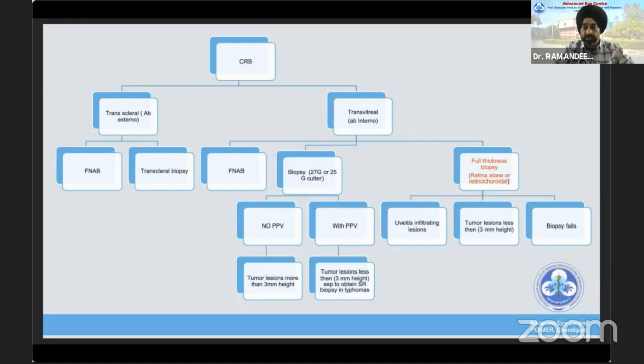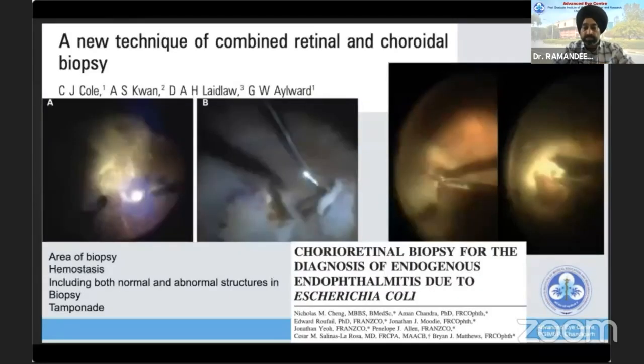What is important is instrumentation, because the large gauge instruments are still relevant here. Area of biopsy and hemostasis are the things which we have to plan while we are trying to take a large chorioretinal full thickness biopsy in these patients. The area and the side are very important actually.